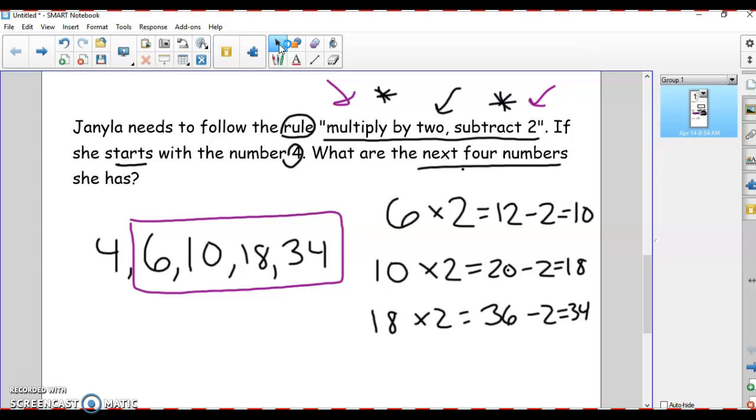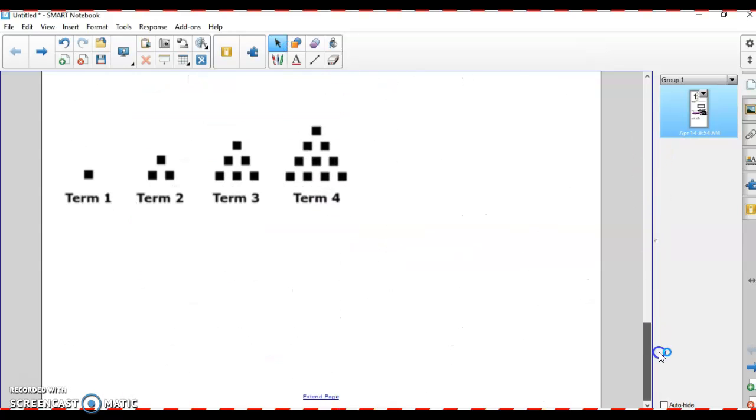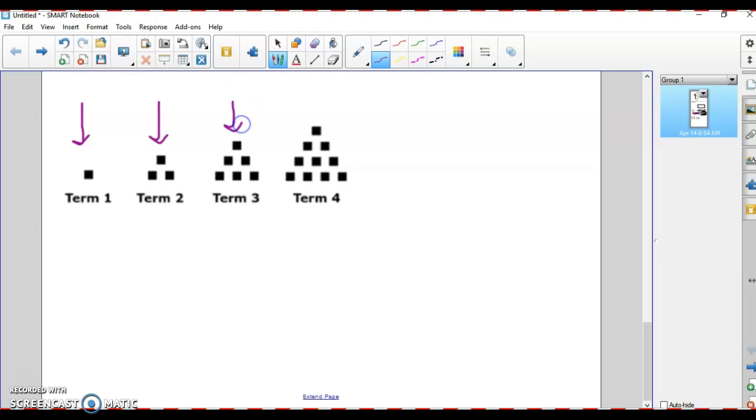We're going to move on down here in our page to our next question. And this time we're dealing with shapes in certain patterns. So as you can see in term 1, we have 1 square. In the second term, we have 3 squares. Third term, we have 6 squares. And the fourth term, we have 10 squares. So as you can see, there's not really a set pattern here, but we want to try to figure out how many would be in term 5.